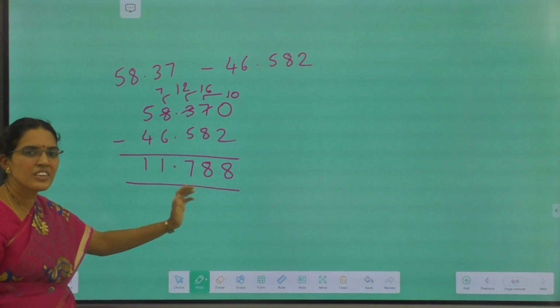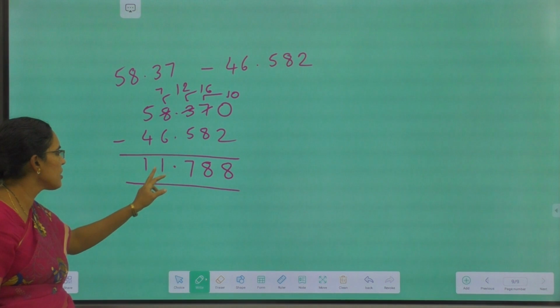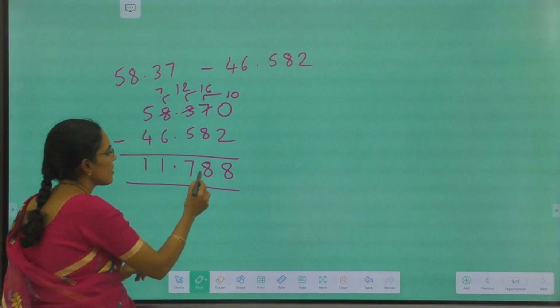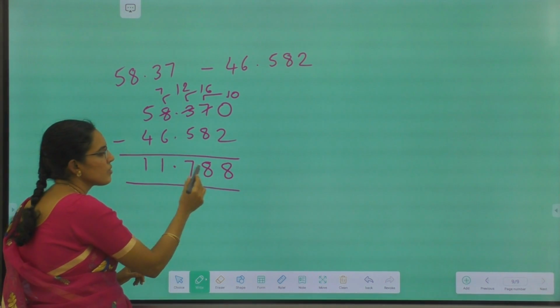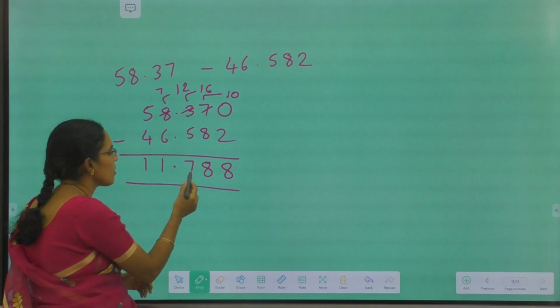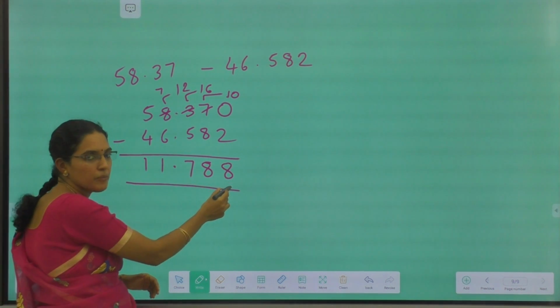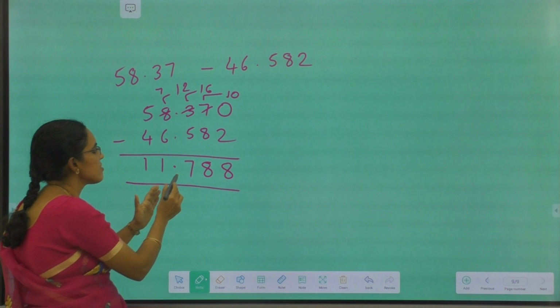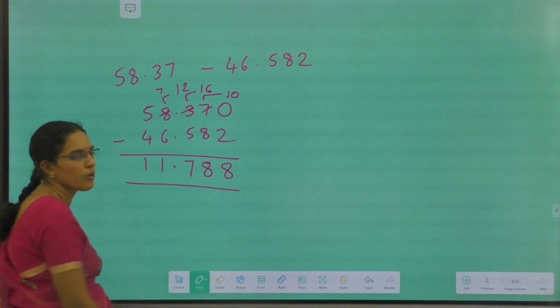11.788. How should we read it in another way? 11 and 788. The highest place value is what? Tenths, hundredths, thousandths here. Therefore 11 and 788 thousandths.